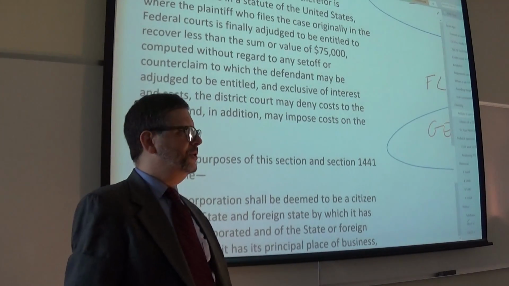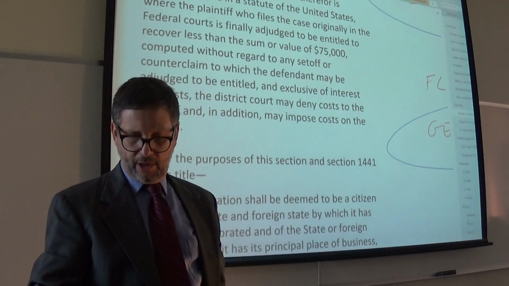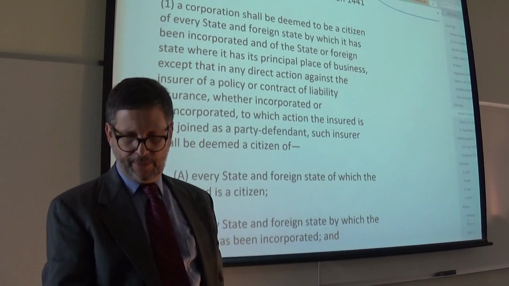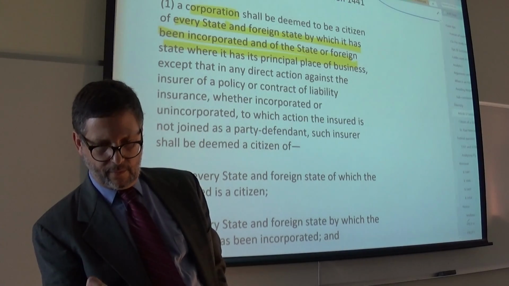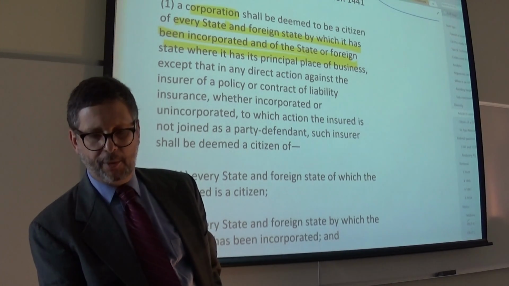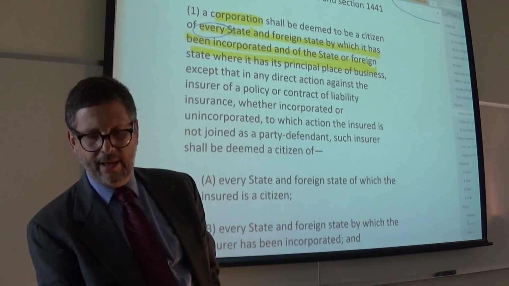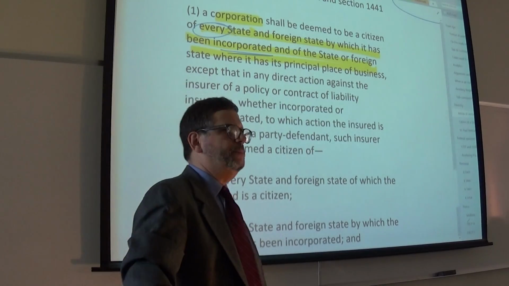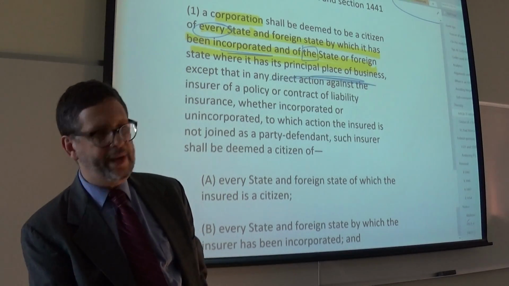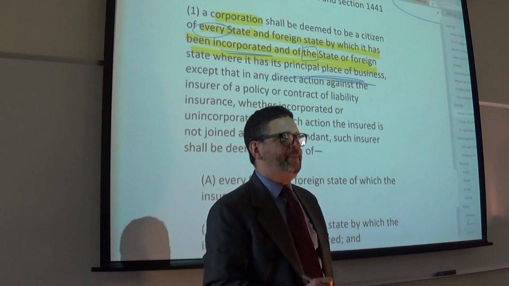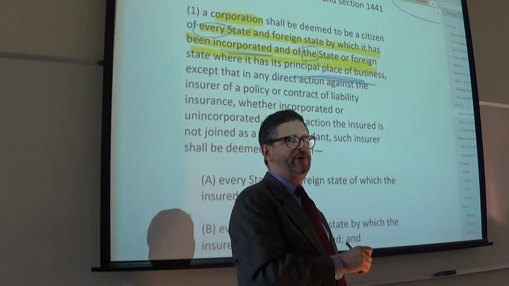Let's briefly talk about some special circumstances under the diversity statute. First, corporations. Corporations can be citizens in multiple places. They are citizens in every state and foreign state where they're incorporated. That's usually just going to be one, but it could be more than one. And of the state or foreign state, that's the PPOB. That means only one PPOB, and then there could be one or more states of incorporation.